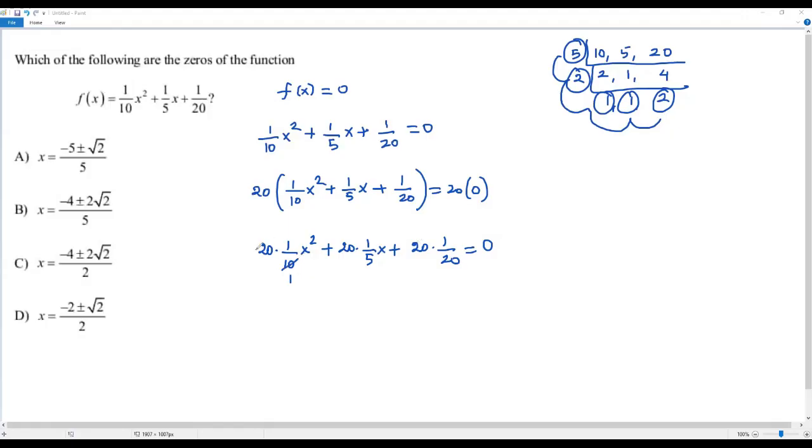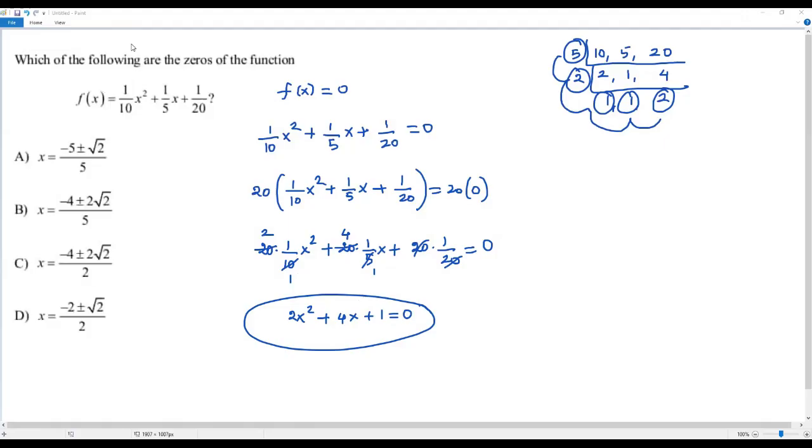Here 10 goes into 10 one time, 10 goes into 20 two times. Here 5 goes into 5 one time, 5 goes into 20 four times. Here this 20 will cancel out. I am getting 2x² + 4x + 1 = 0. Here we have the quadratic equation in standard form. I think this quadratic equation cannot be solved by factoring. Then we have to use the quadratic formula to solve it.